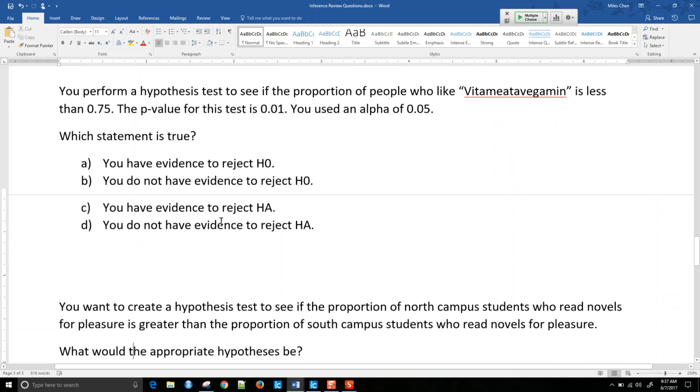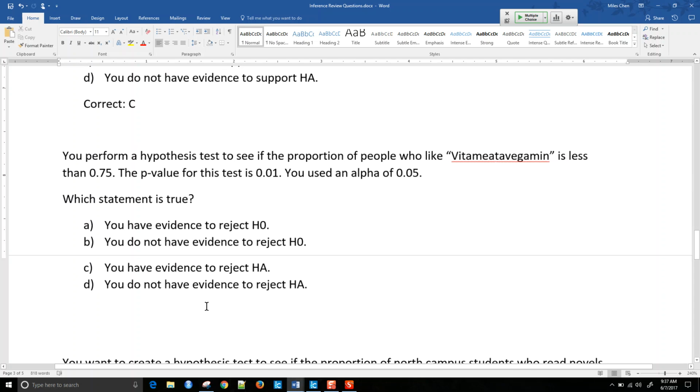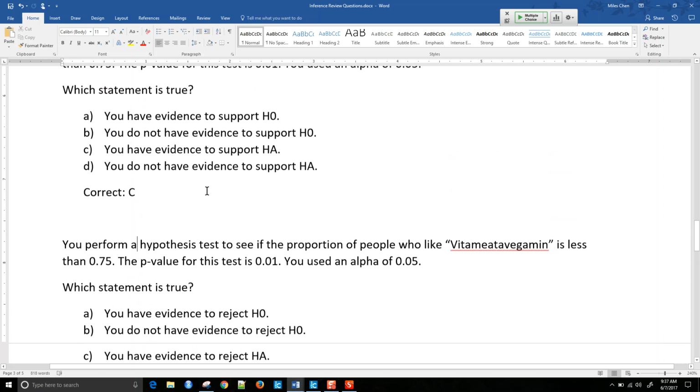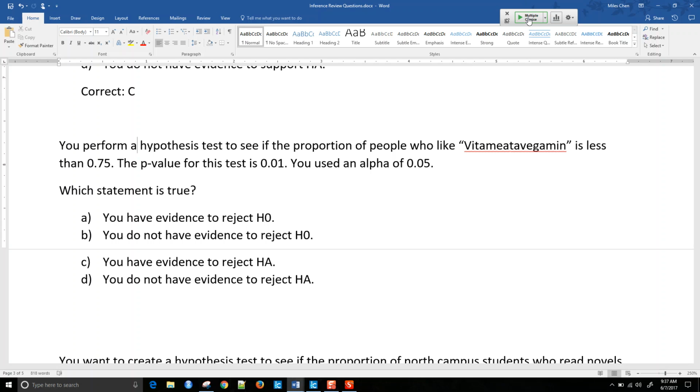I guess these are all kind of related here. It says we perform a hypothesis test to see if the proportion of people who like vitamin A vegemin is less than 75%. Okay, so here, instead of the word support, we're using the word reject, okay? So we'll run an actual question here. Same scenario as before. P-value is 1%. We used alpha of 5%. Which statement is true here? We have evidence to reject the null. We do not have evidence to reject the null. We have evidence to reject the alternative, or we do not have evidence to reject the alternative.